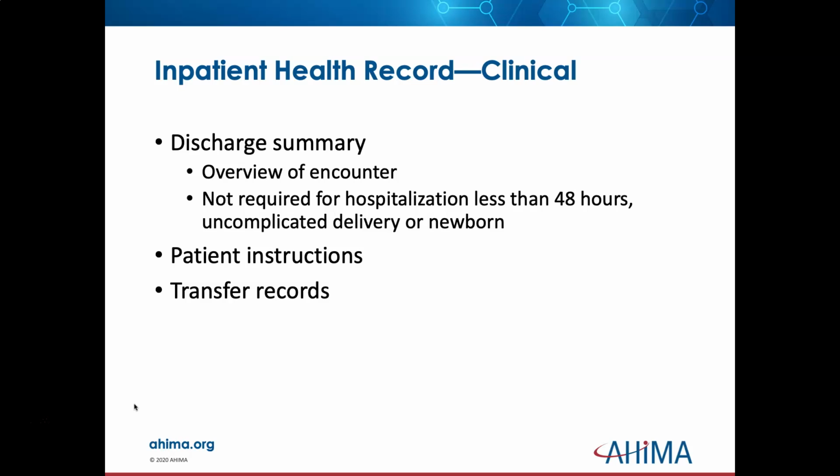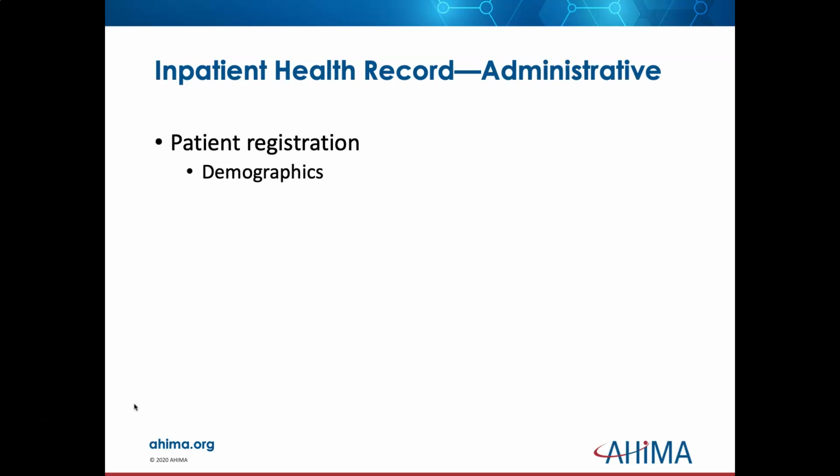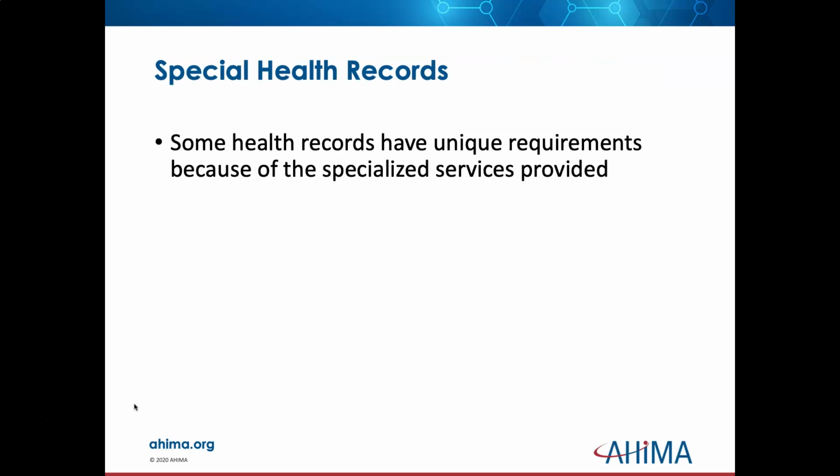All right, patient instructions. You have to have patient discharge instructions, and then if the patient's transferred, there's a whole bunch of stuff you have to have with that. Patient registration includes demographic information. That's all the patient identification as well as insurance information. And then, of course, it depends on the type of services provided, but you may have additional record requirements.